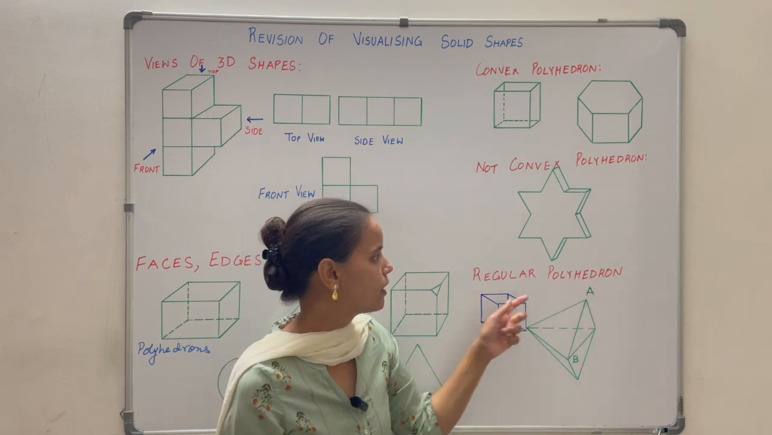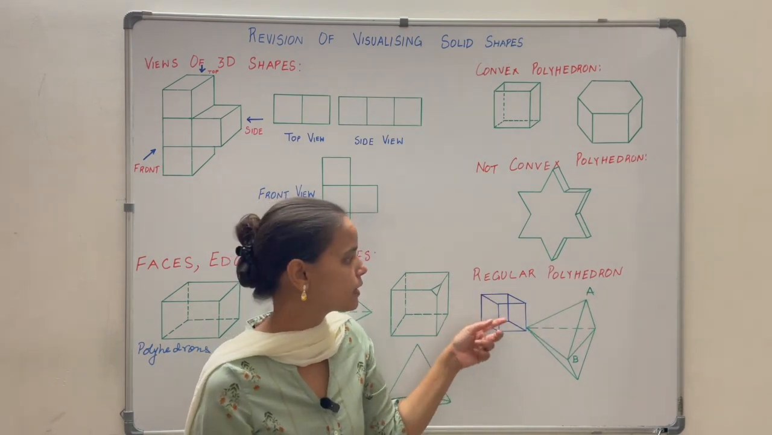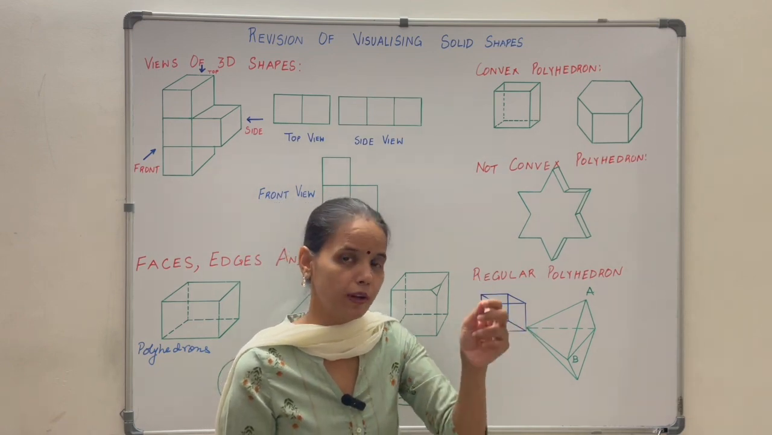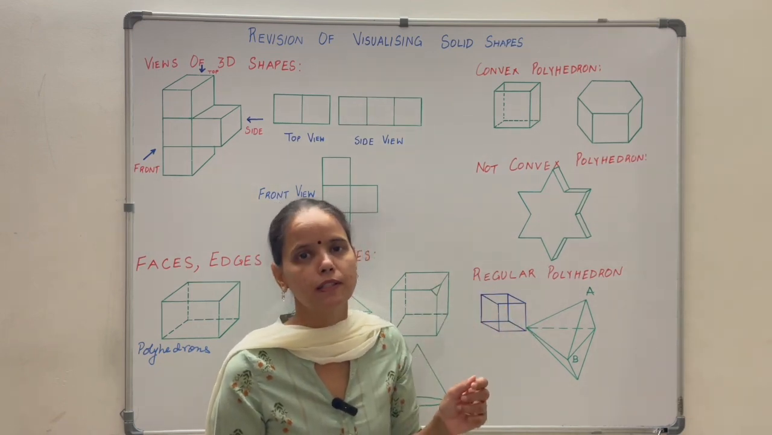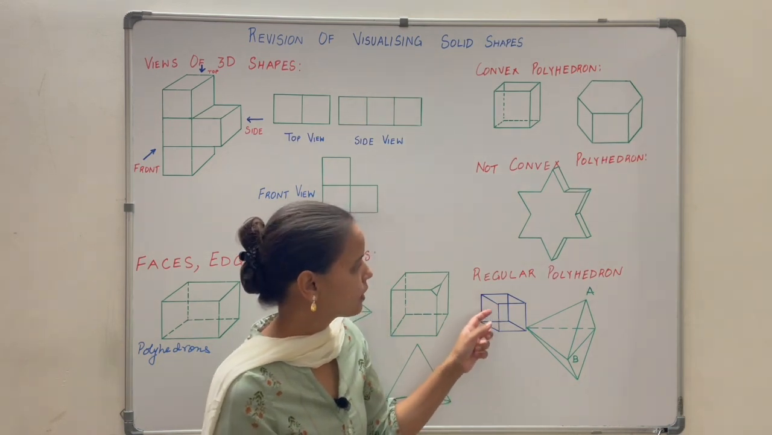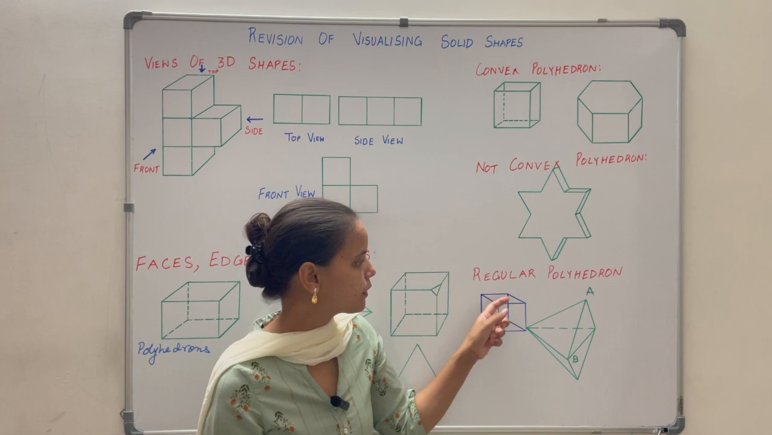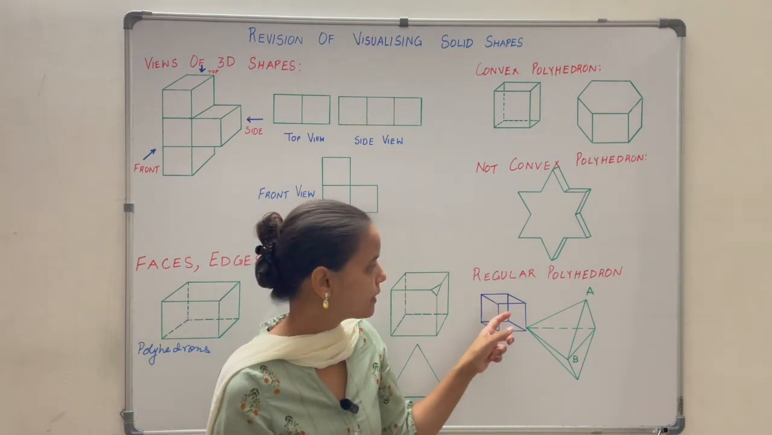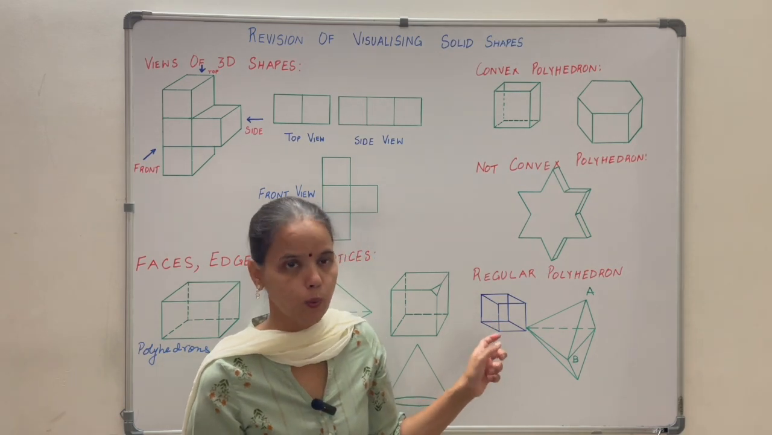Regular polyhedron. In a regular polyhedron, each face is a regular polygon and the number of faces meeting at a vertex should be the same. Here this is a cube. 3 faces meet to form a vertex and each face in a cube is a square.